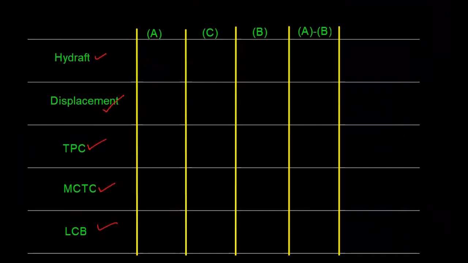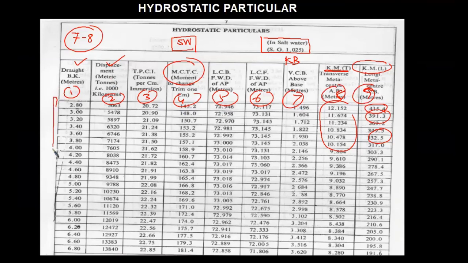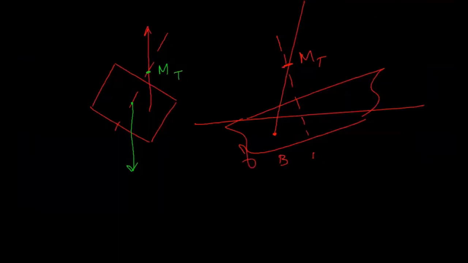So how many particulars are there? If you see carefully, if we count, there are 9. So remember, they are Akbar's Navratna, right? The entire stability is going to depend on these 9 parameters. 1, 2, 3, 4, 5, 6, 7, 8, and 9. And all these parameters are tabulated against hydrostatic draft. Now the million dollar question is, what is hydrostatic draft?